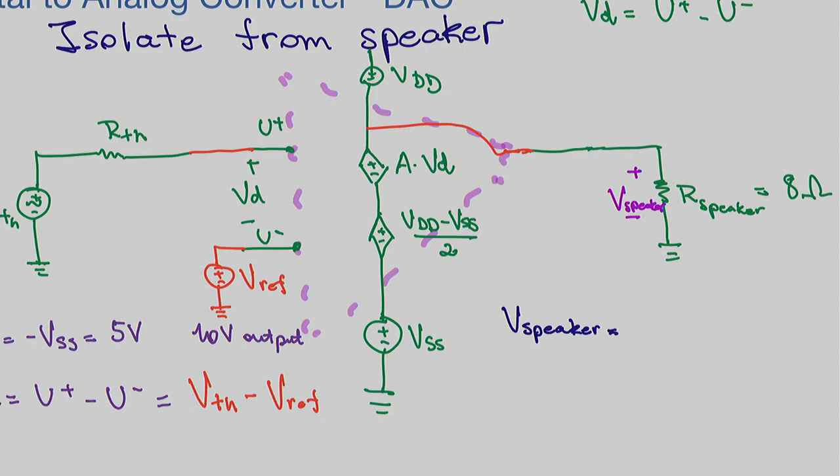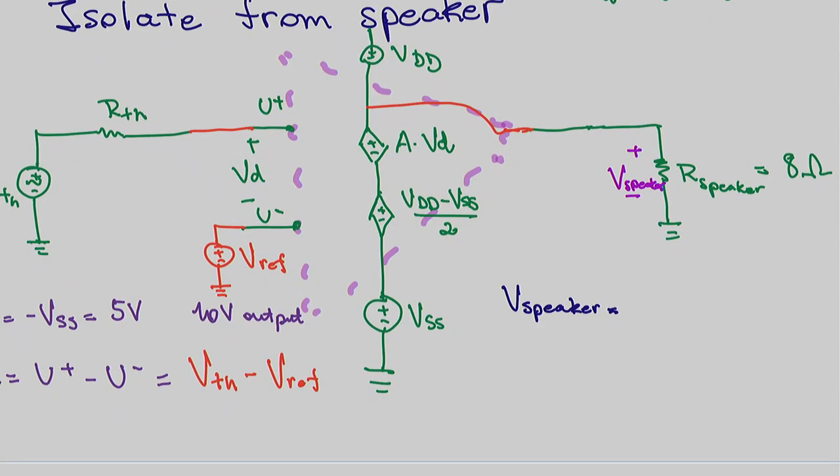We can do KVL, right? If I go from ground to ground, I could find V speaker. So V speaker is going to be equal to VSS, coming from the bottom here, plus this voltage controlled voltage source, (VDD minus VSS) over 2, plus A times VD, which is U plus minus U minus. Then do we need to consider VDD? Not really, because it's a different node, right?